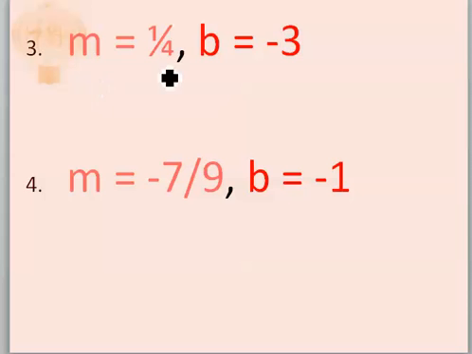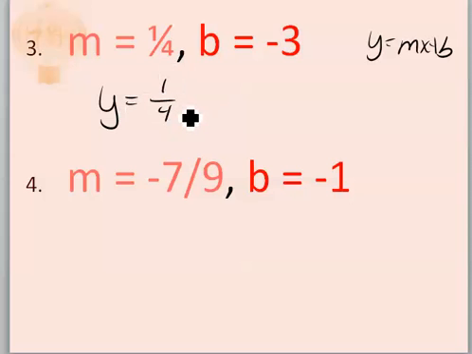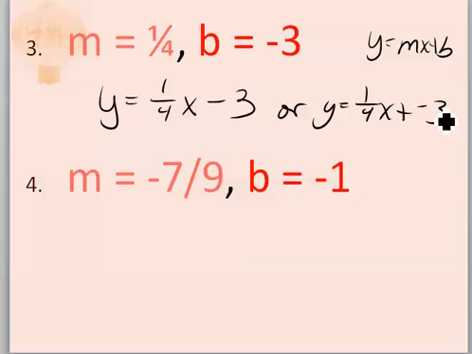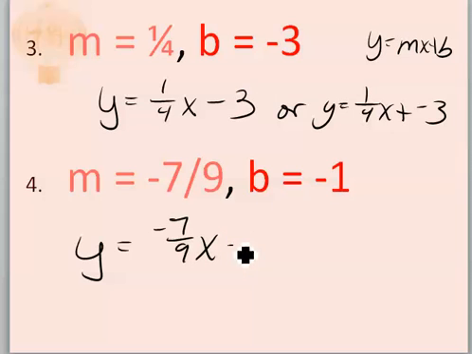Example 3, using y equals mx plus b. Slope m is 1/4. That's always next to the x. Your b is negative 3, so you could either put minus 3 or you could put 1/4 x plus negative 3. It is the same answer. Number 4, our slope is negative 7/9, so y equals negative 7/9 x plus b. B is a negative 1. You could put minus 1, or again, you could put plus negative 1.